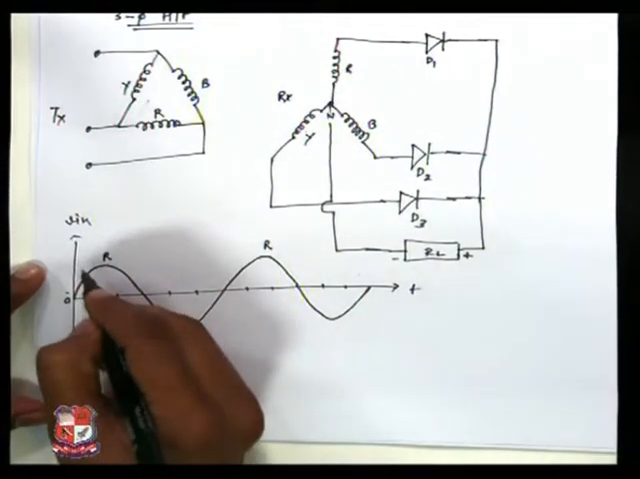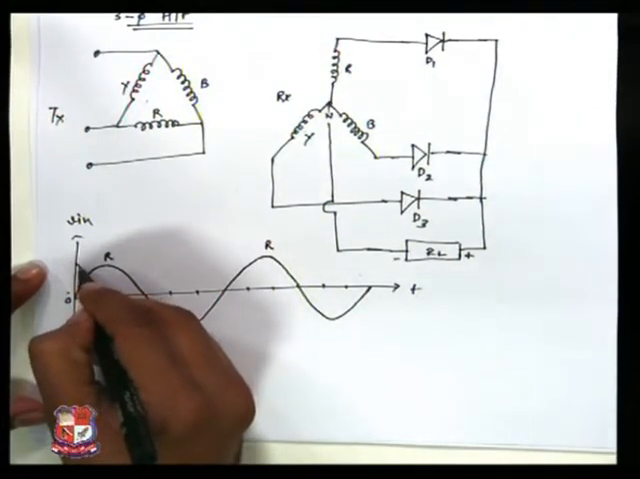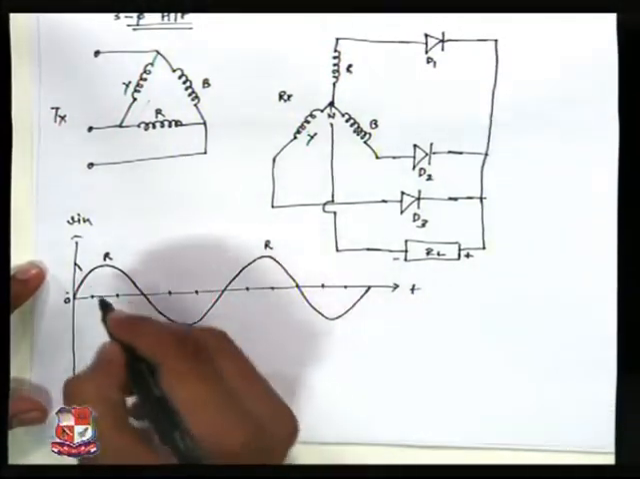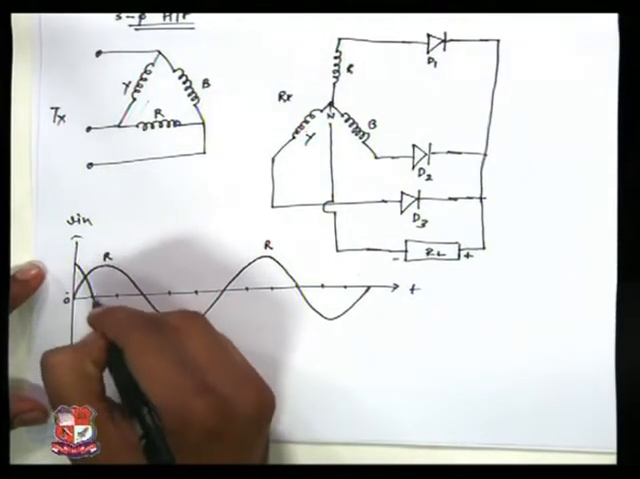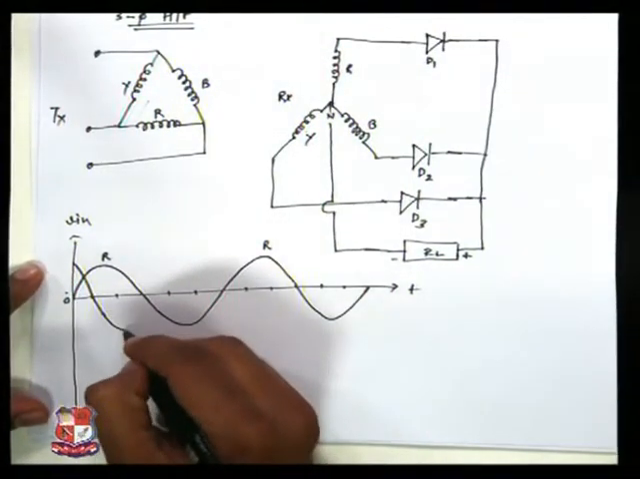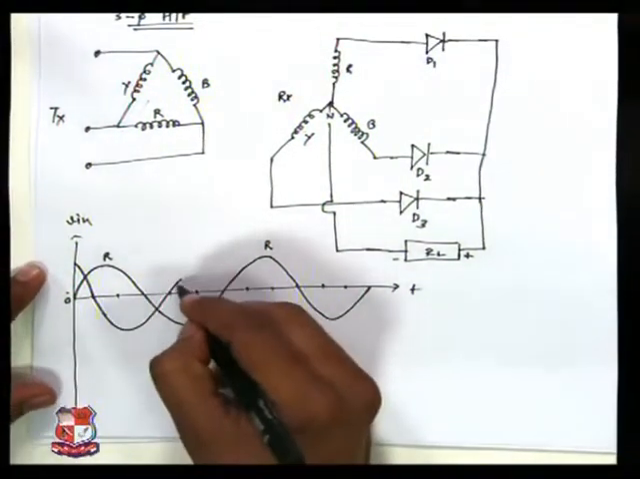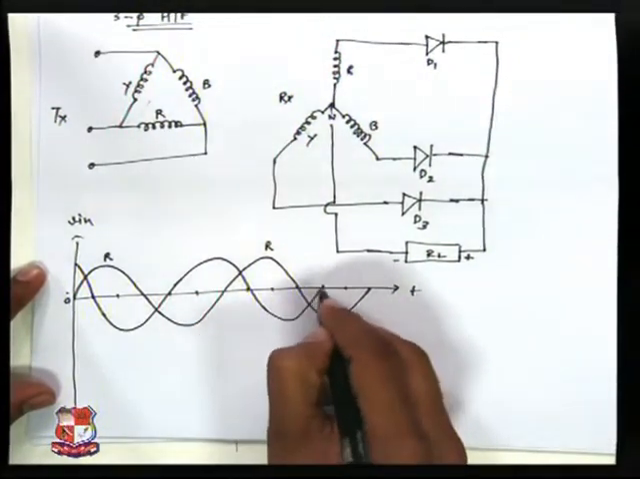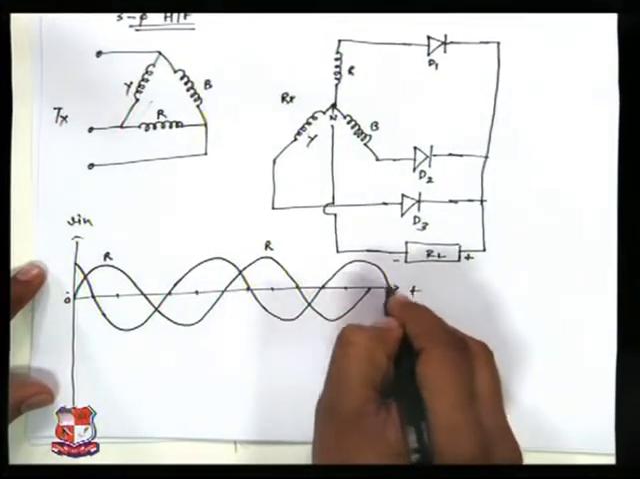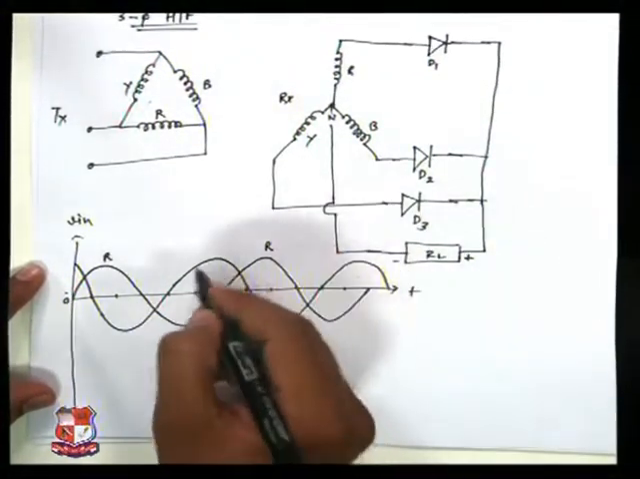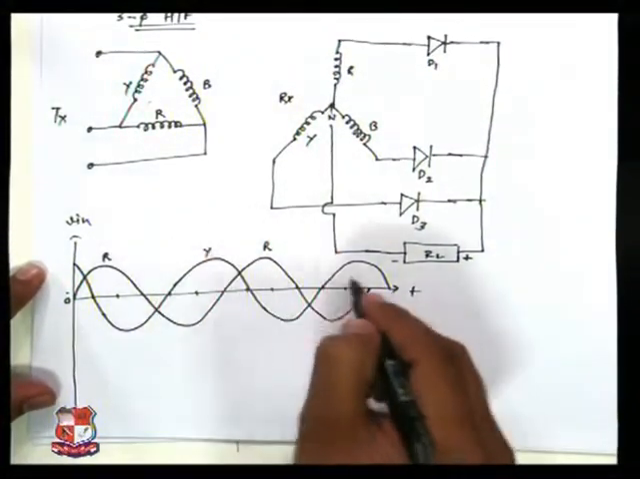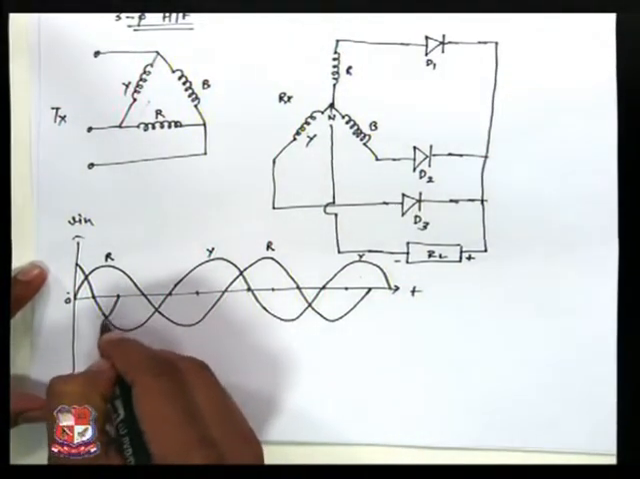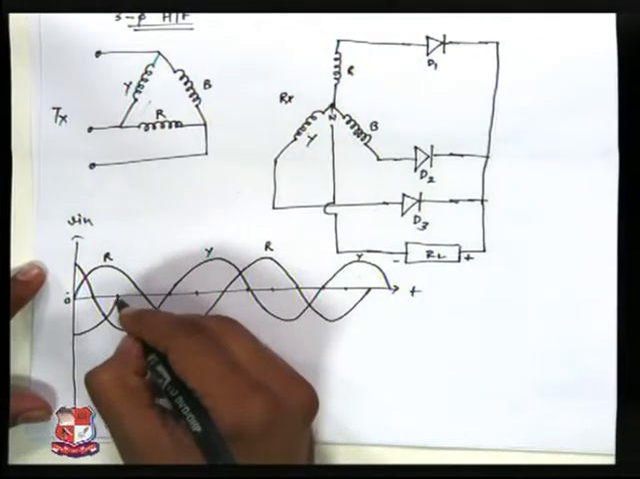Now the first phase is passing from here. This is a symmetrical circuit, so each and every phase has the same frequency and same magnitude. Suppose this is the phase Y and the last phase is B.